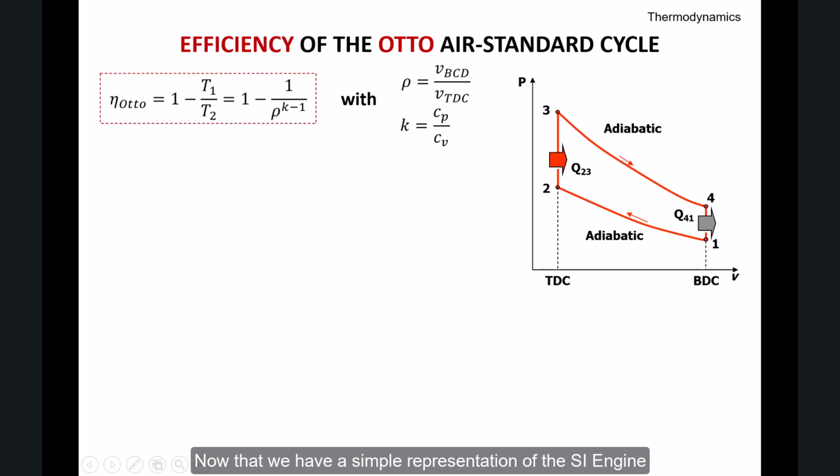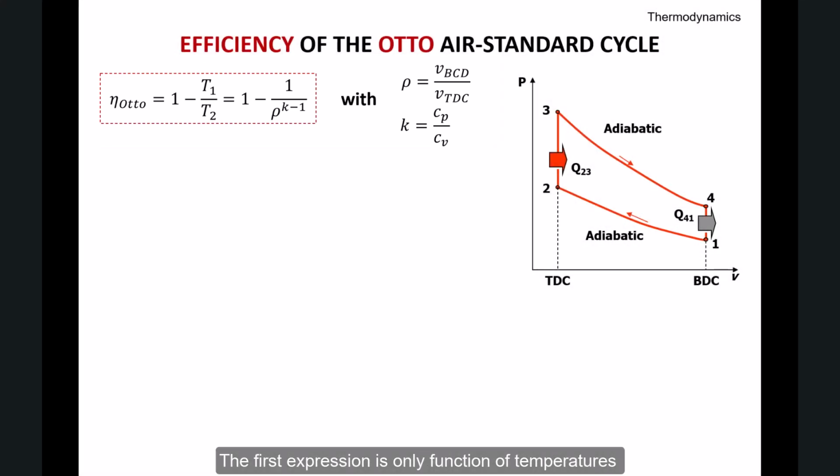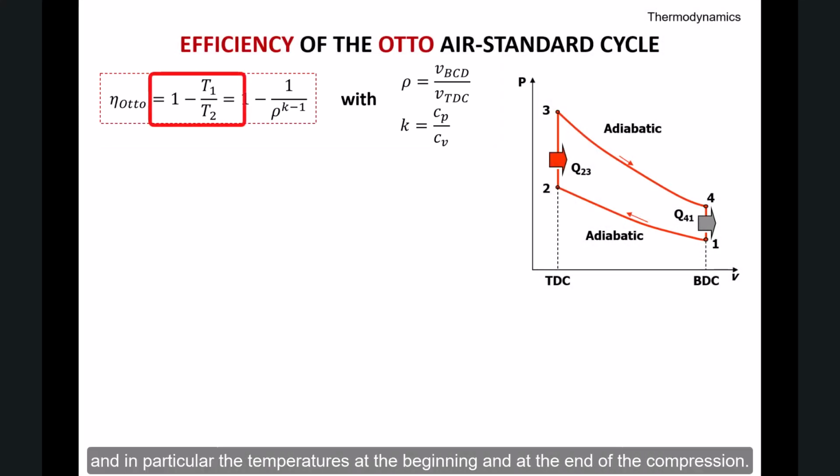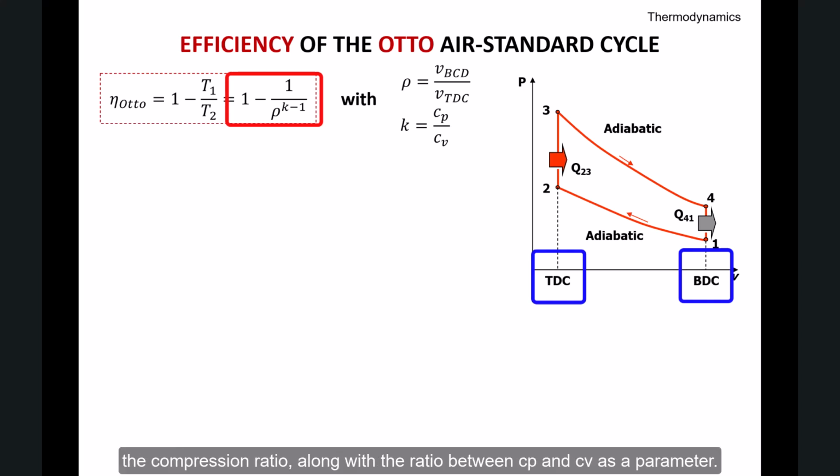Now that we have a simple representation of the spark ignition engine according to the Otto Air-Standard cycle, we can easily calculate its efficiency. The objective is to come to two simple expressions for the efficiency. The first expression is only function of temperatures, and in particular the temperatures at the beginning and at the end of the compression. The second expression is a function of the ratio between the top dead center and the bottom dead center volumes, the compression ratio, along with the ratio between Cp and Cv as a parameter.